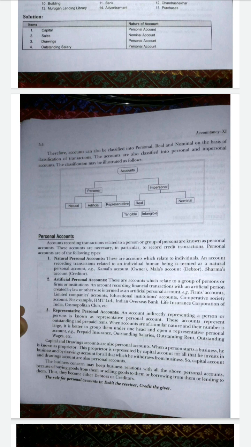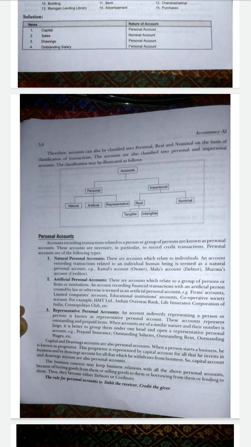He may be the owner or the representative of the owners, withdrawing the amount from the business. So only capital and drawings come under personal accounts. Understood? The business concern may keep business relations with the above personal accounts by buying goods from them, selling to them, borrowing from them or lending to them. So they become either debtors or creditors.